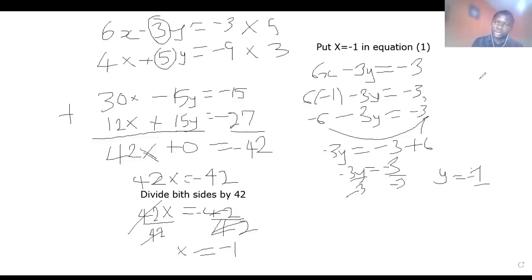So our solution is x equals minus 1, y equals minus 1. So I hope this is clear.